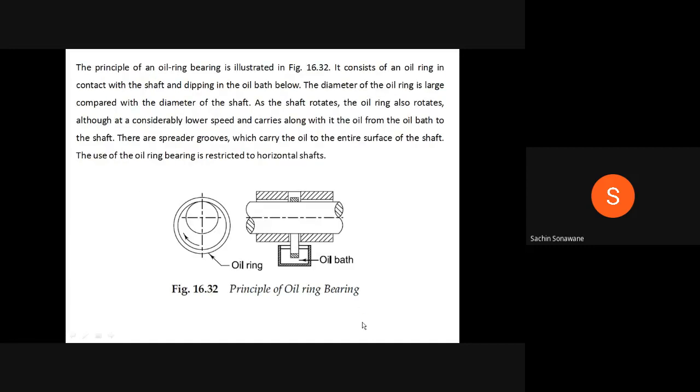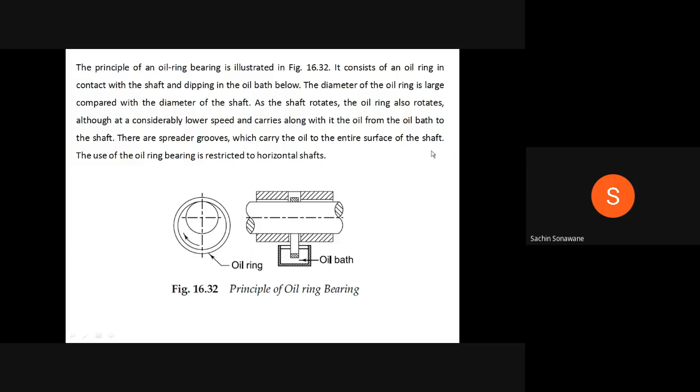The principle of an oil ring bearing is illustrated in figure 16.32. It consists of an oil ring in contact with the shaft and dipping in the oil bath below. The diameter of the oil ring is large compared with the diameter of the shaft. As the shaft rotates, the oil ring also rotates, although at a considerably lower speed, and carries along with it the oil from the oil bath to the shaft. There are spreader grooves which carry the oil to the entire surface of the shaft.